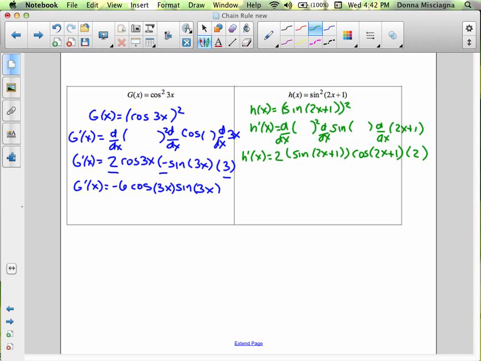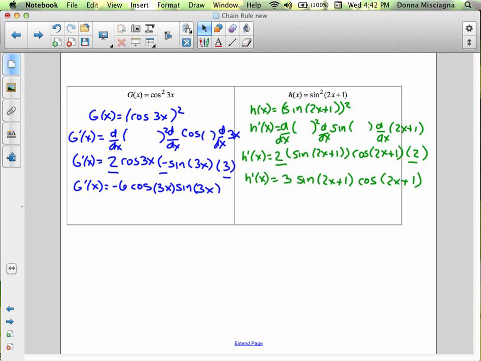Let's multiply all the coefficients together. We have a 2 and a 2 here. That's it. So h prime of x equals 4 sine of 2x plus 1 times cosine of 2x plus 1. And there we go. We have found the derivative of sine squared of 2x plus 1. So if you've got a composite function, use the chain rule. Take the derivative of the outside and work your way in, and you won't make a mistake.